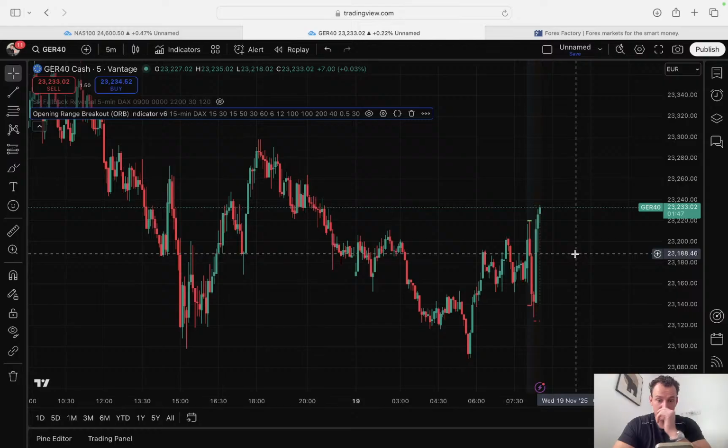Let's see here. I'm gonna give it max 2 minutes to turn green, else I'm gonna close it. So I'd like to exit this trade here.